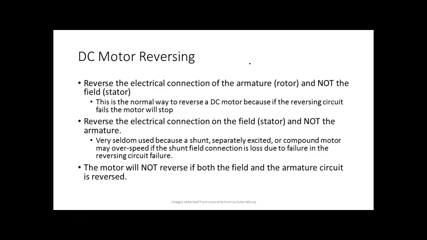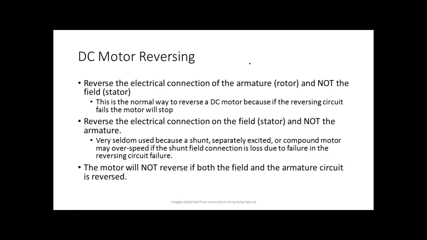We could reverse the electrical connection to the field and not the armature. Very seldom used, because a shunt, separately excited, or compound motor may overspeed if the shunt field connection is lost due to the failure of the reversing circuit. So the normal way of reversing a DC motor is to reverse the connection to the armature. Everybody okay? Of course, we're going to figure out how to do that with relays.